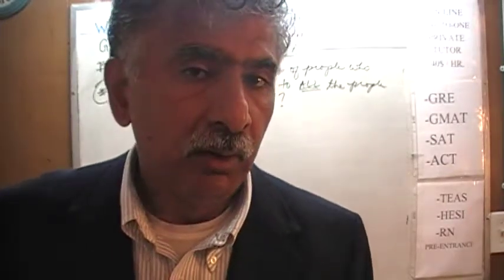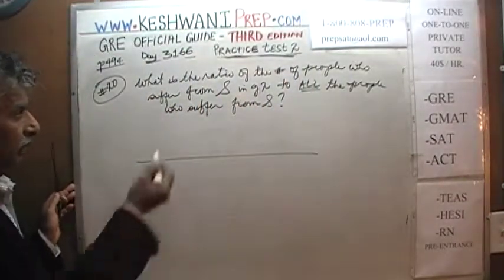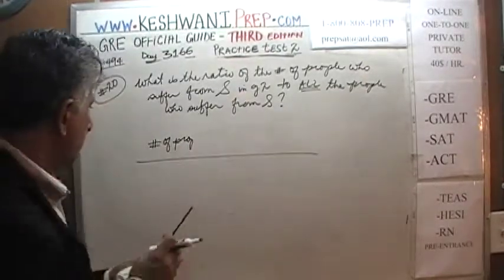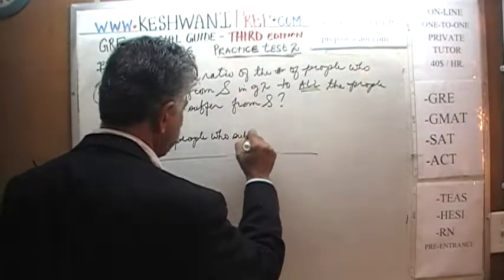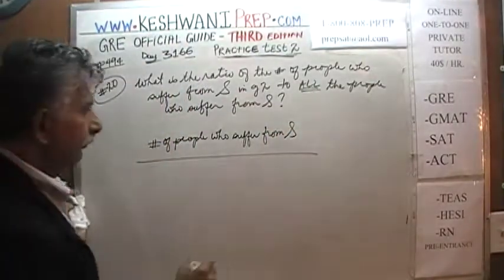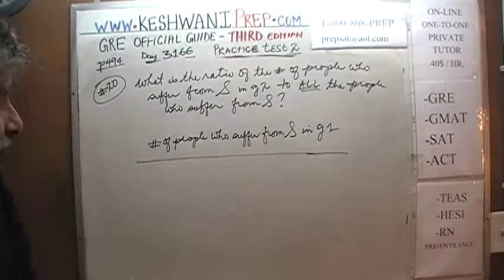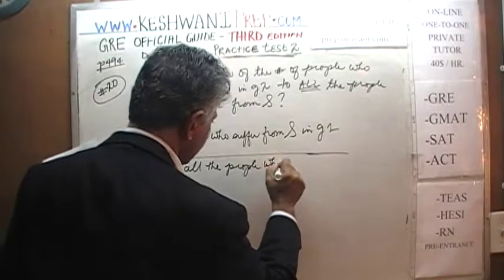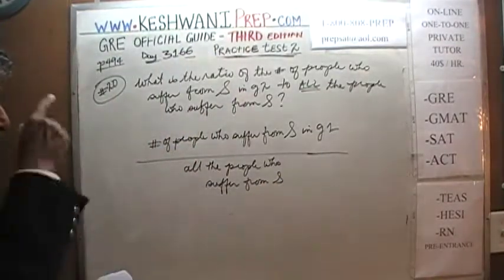If you have seven groups, you would have added up the number of people who suffer from sneezing from all seven of the groups. You only have two groups. So let's do it now, shall we? What is going to be on the top? Well, what's going to be on the top is what it says here. It's the ratio of the number of people who suffer from sneezing in group 1. And what's going to be in the bottom? Well, what it says here: to all the people who suffer from sneezing. Just do it on the top.